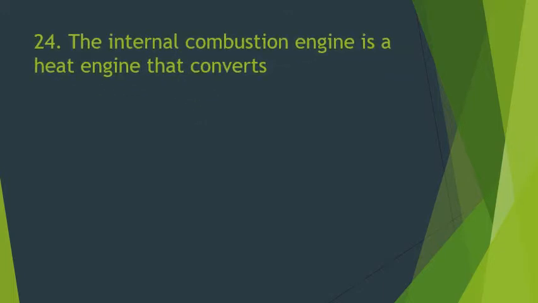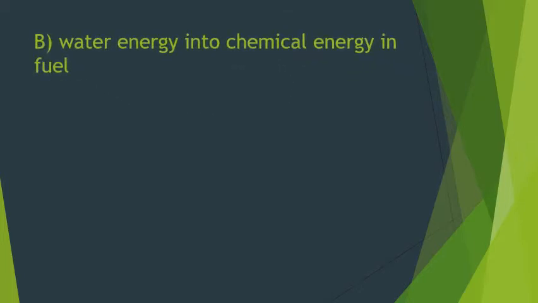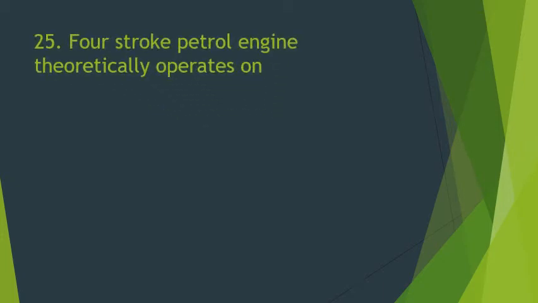24. The internal combustion engine is a heat engine that converts: A. Chemical energy in fuel into mechanical energy, B. Water energy into chemical energy in fuel, C. Mechanical energy into chemical energy in fuel, D. None of the above. 25. A four-stroke petrol engine theoretically operates on: A.